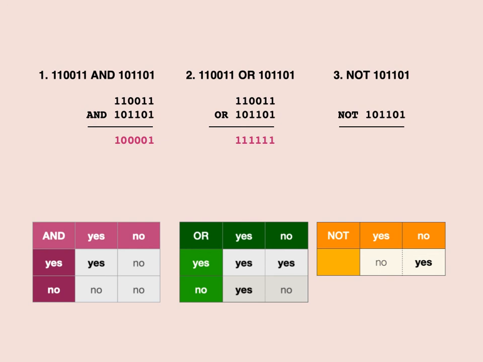And then just finally "not," we'll invert it. So not 1, that's 0. Not 0, that's 1. Not 1, not 1, not 0, not 1.